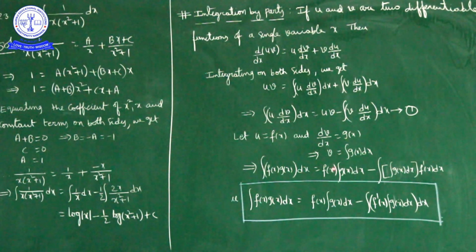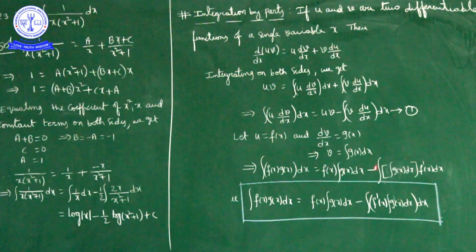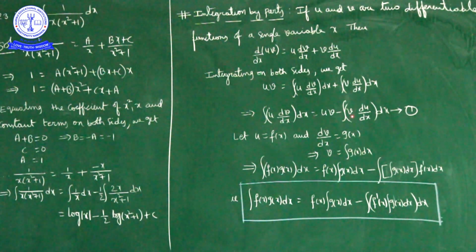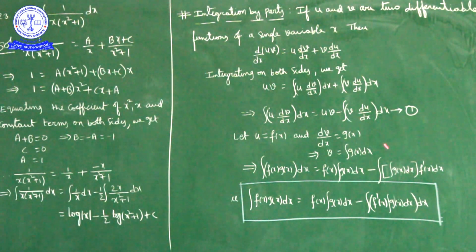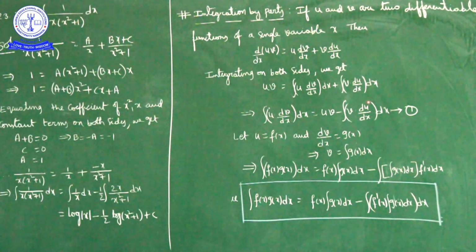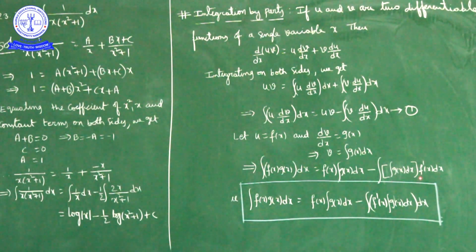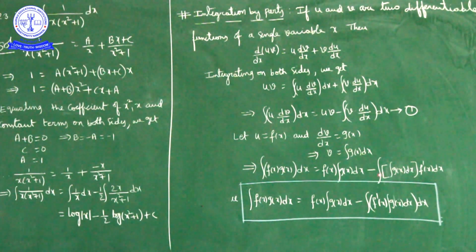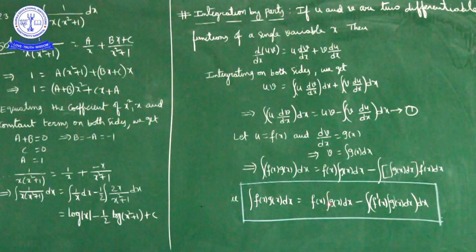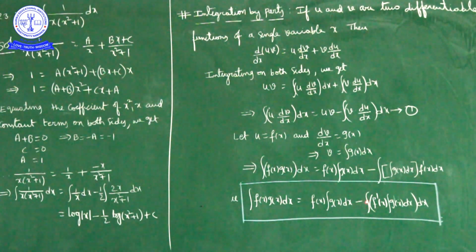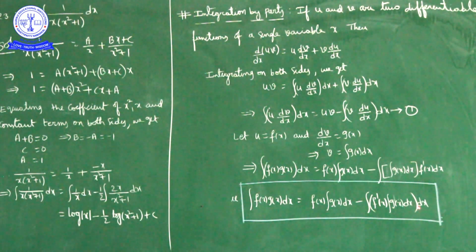u is f of x into what is v? v is integral g of x dx, minus integral of, what is v? v is integral g of x dx, into du by dx. du by dx means the derivative of this function, nothing but f dash of x dx. If you write in proper order, integral of f of x into g of x dx is equal to f of x into integral g of x dx minus integral of f dash of x into integral g of x dx, whole dx.